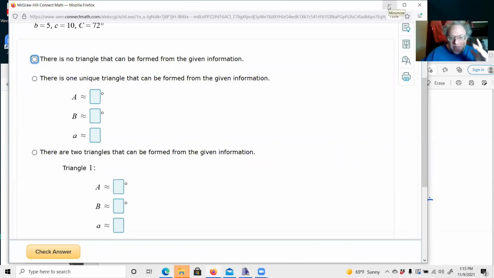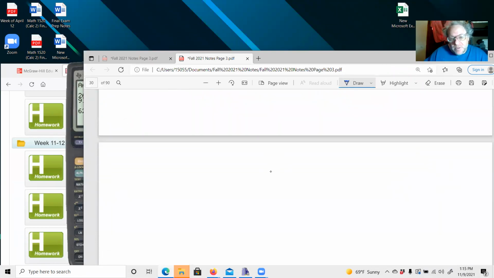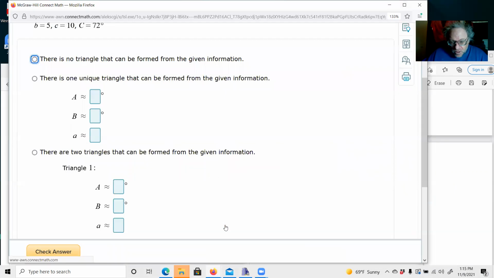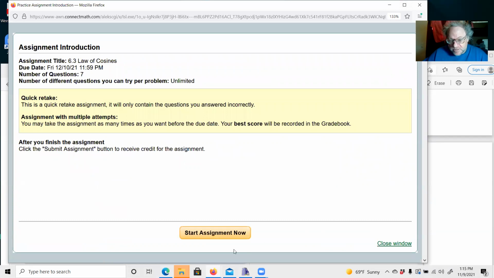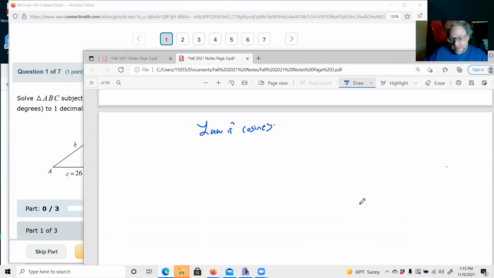All right, next one. Law of cosines. You're only going to get one of these problems. Law of cosines is safer than law of sines because law of sines can give you an ambiguous case where you have two of them. Law of cosines doesn't do that.